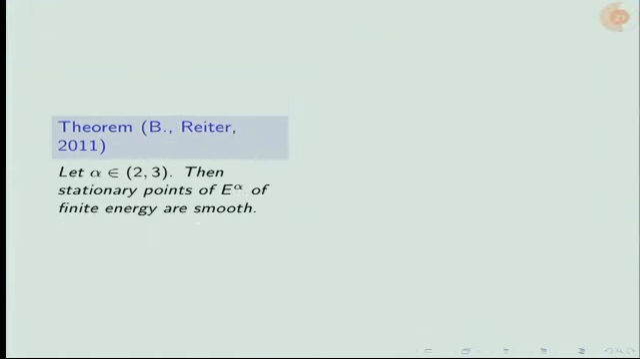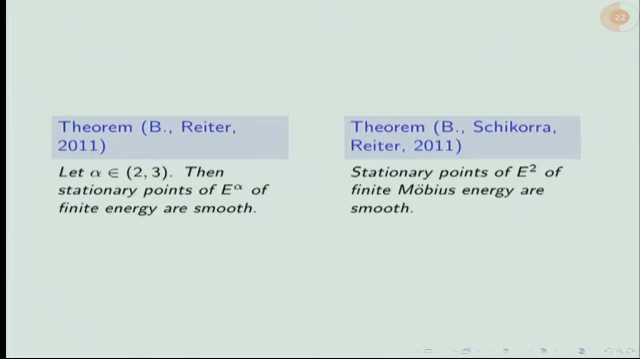Of course, then we have a new question. So assume that we have finite energy, so we are in these strange function spaces. Are stationary points of these energies smooth? And first we proved that with Philipp Reiter for the subcritical case, so for all except the Möbius energy. And afterwards we also could show that for the Möbius energy. So I could put that in one theorem, but I don't like to do that because actually proving the thing on the left-hand side is rather easy. The right-hand side is extremely difficult, maybe the most complicated paper I've written so far.